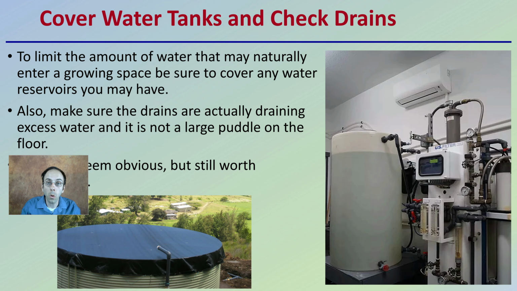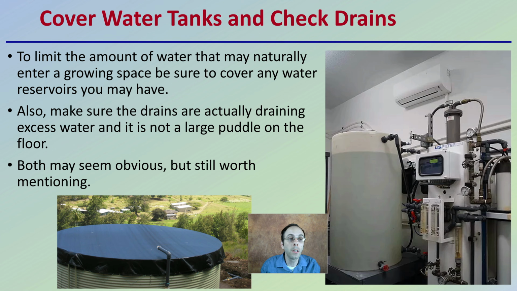If you are using water tanks, you want to make sure that they are being covered. You also want to be checking your water drains, to limit the amount of water that may naturally enter a grow space. Be sure to cover any water reservoirs you may have. You don't want to have this artificially increasing level of humidity.